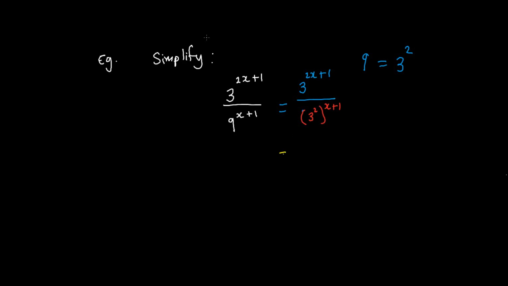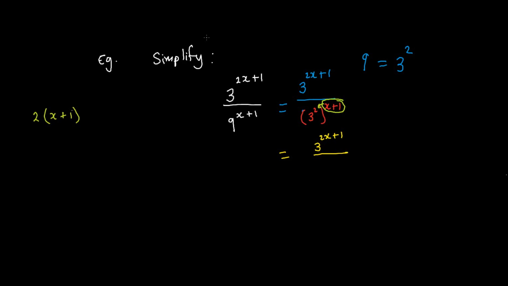Very interesting. So this is equal to 3 raised to the power of 2x plus 1 all over 3 squared, all raised to the power of x plus 1. Now I can apply the power rule. I'm going to take the exponent that is outside, which is x plus 1, and I'm going to multiply it by 2. So let's just visualize how that looks. 2 is being multiplied by x plus 1.